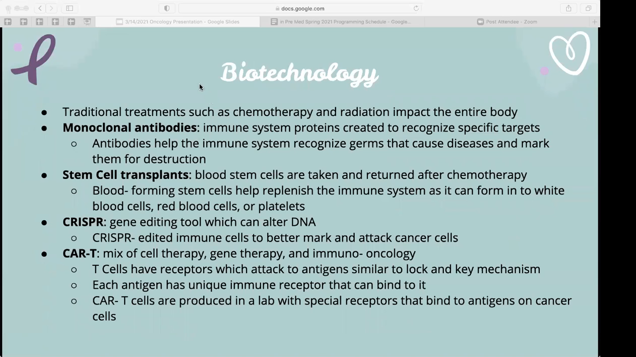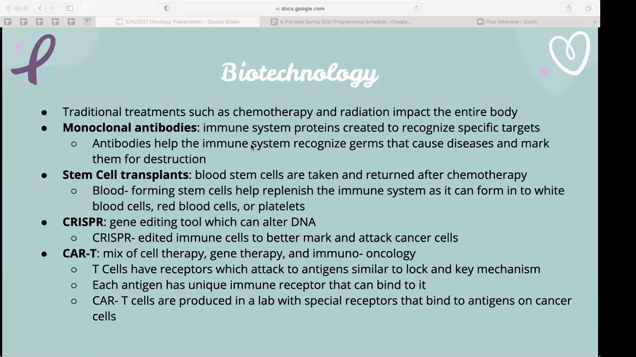Now let's talk about treating cancer with biotechnological advancements. Traditional treatments such as chemotherapy and radiation can impact the entire body, which leads to toxic side effects. Biotech plays an important role in cancer treatments. These treatments include monoclonal antibodies, stem cell transplant, gene therapy, and CAR T.